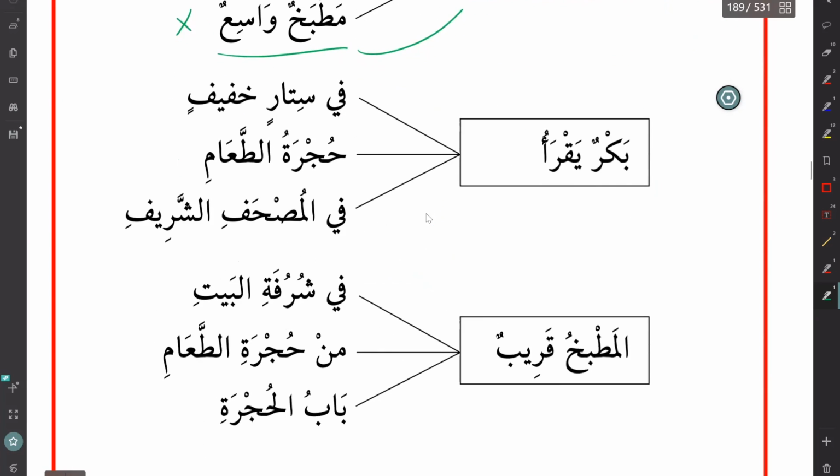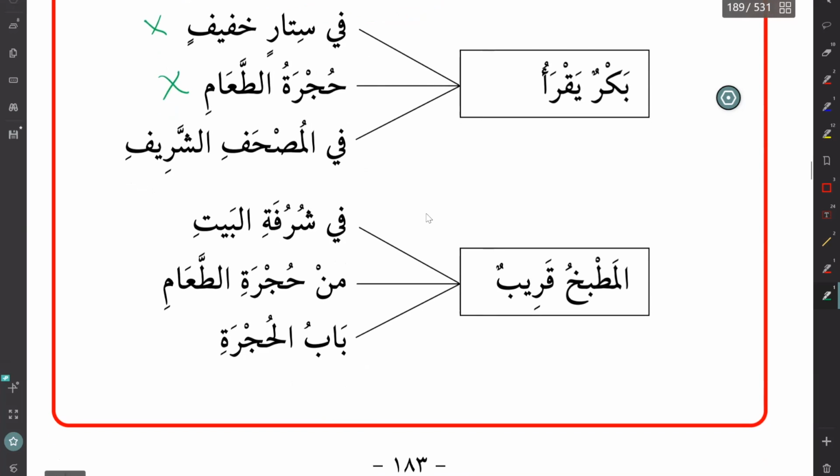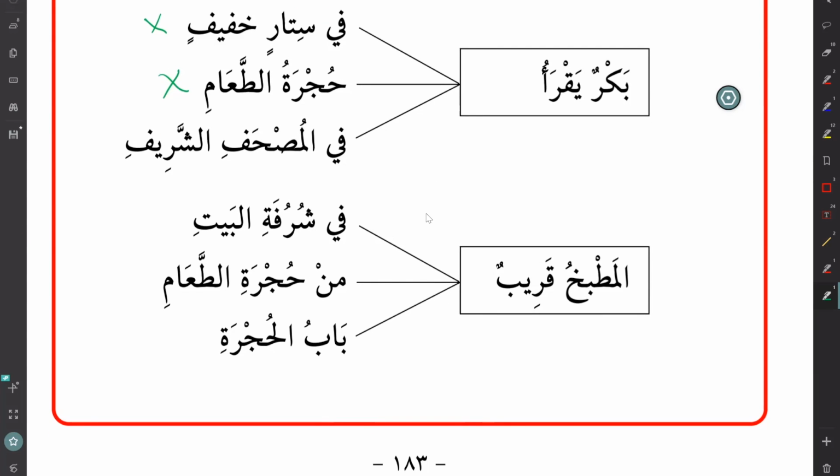And we have bakrun yaqra'u. Bakr is reading fi sitarin khafif. It doesn't make sense. We have hujratu ta'am. It doesn't make sense, right? So we have fi mushafi sharif. Okay, so this one is the correct answer. He's reading the Quran.